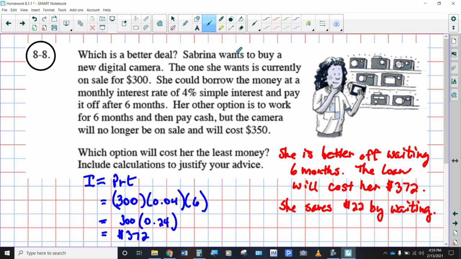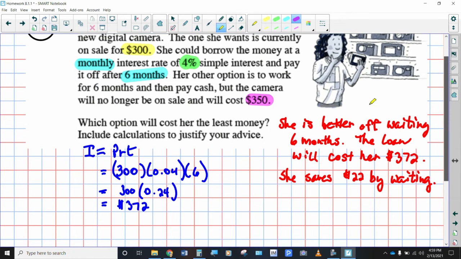All right, which is the better deal? Sabrina wants to buy a new digital camera. The one she wants is currently on sale for $300. She could borrow the money at a monthly interest rate, that's monthly, of 4% simple interest and pay it off in 6 months. Okay, so the time is monthly for 6 months. The principal is $300 and the interest rate is 4%. Her other option is to work for 6 months and then pay cash, but the camera won't be on sale and she's going to have to pay $350 if she waits.